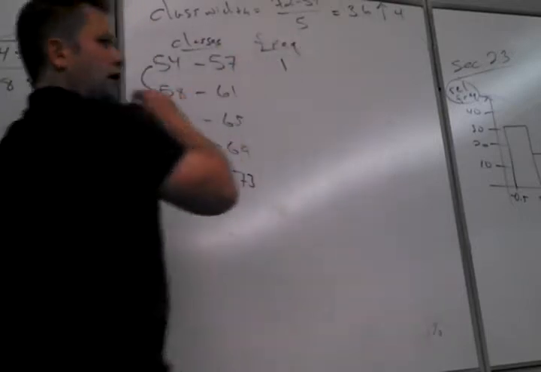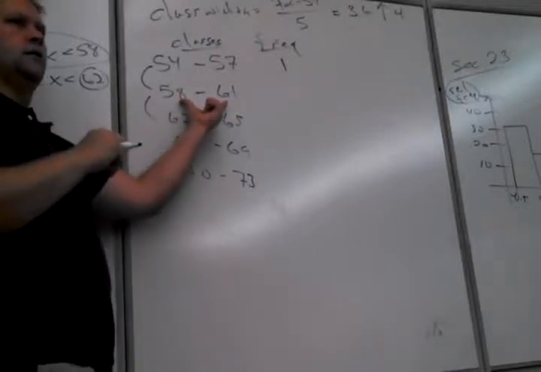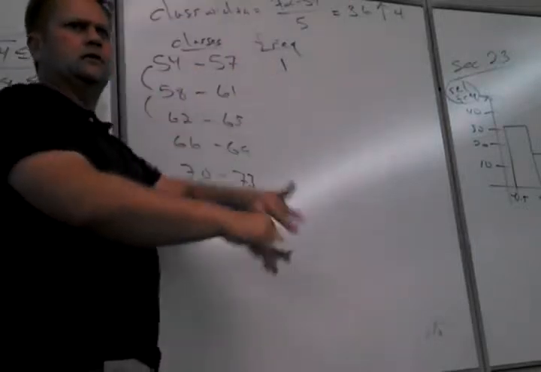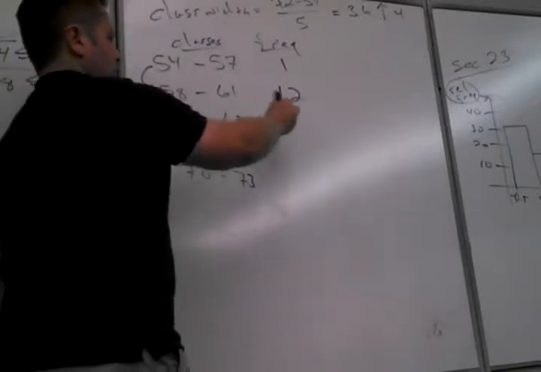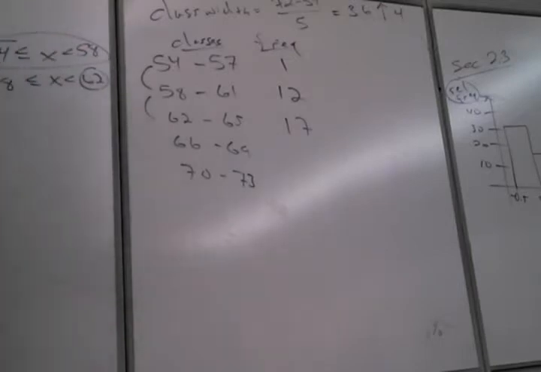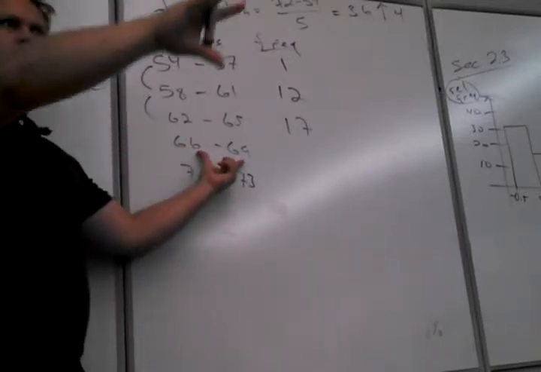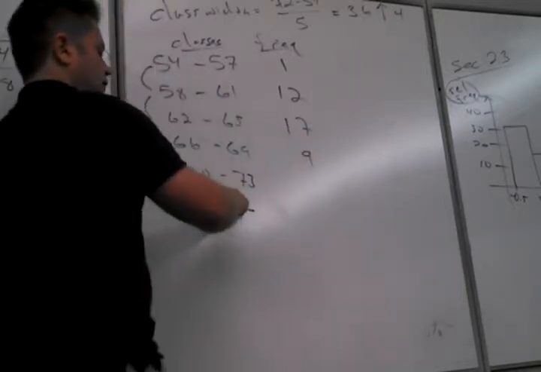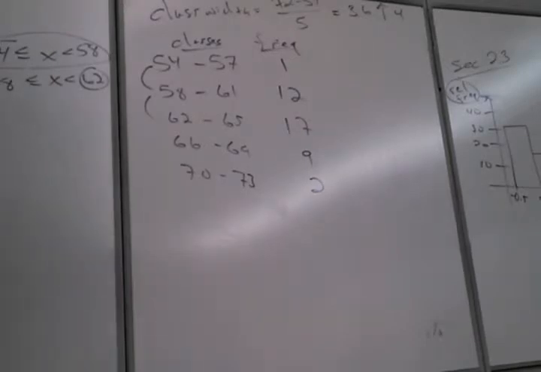So this would be 1, right? Just that 54. There's no 55s, 56s, or 57s. There's only one thing in that first class. What about the next class? Good. There's a whole bunch of 58s and so forth. So 12. 17. So the next one's 9. So that's consensus. Okay. And then this guy, 2.